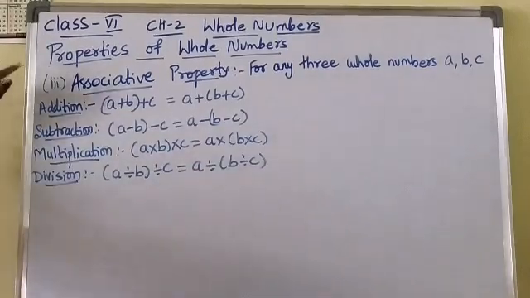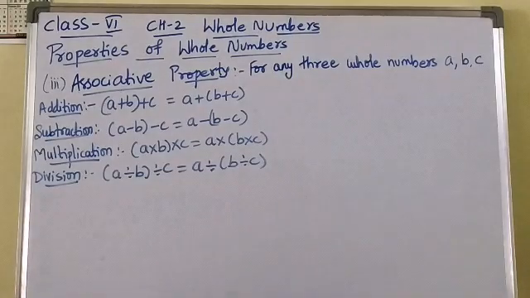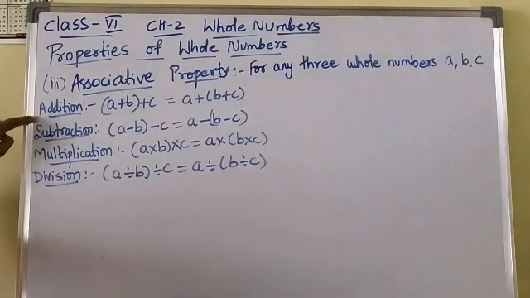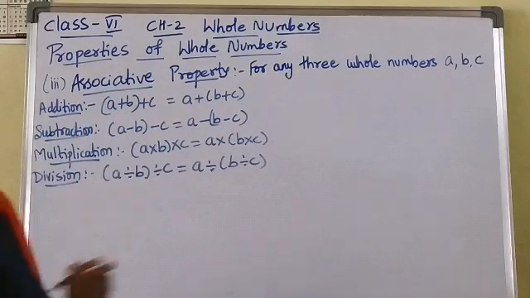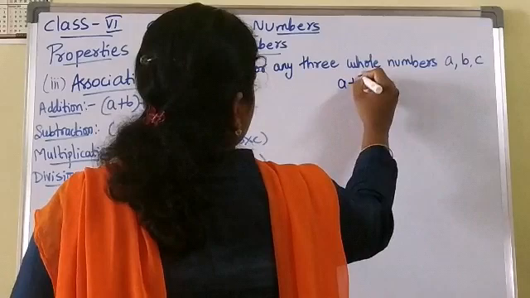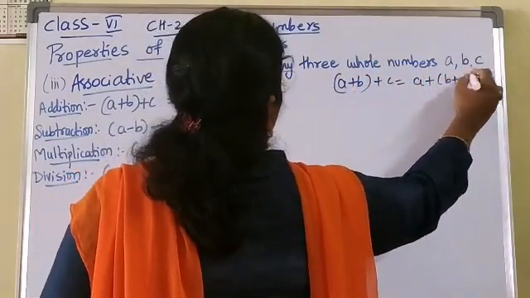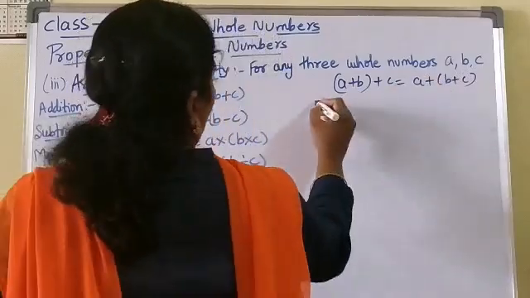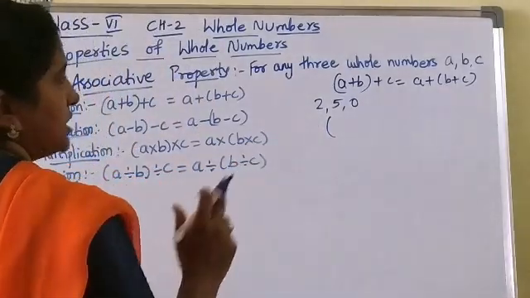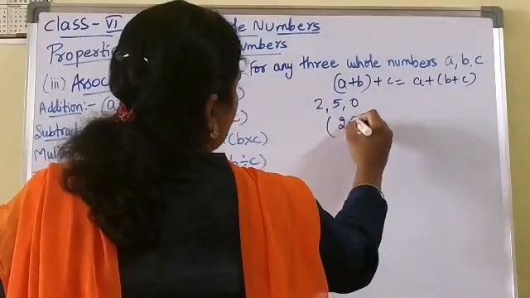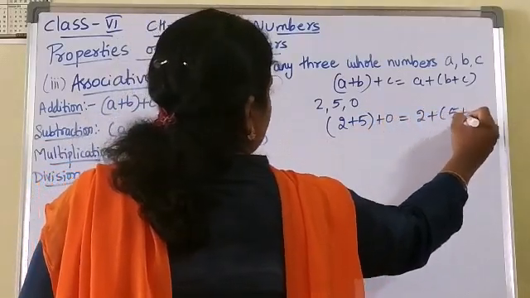Now coming to the associative property. For any 3 whole numbers A, B, C, the associative property consists of 3 numbers. For addition, (A plus B) plus C equals A plus (B plus C). Now we will take examples. Take any 3 whole numbers: 2, 5, 0. Here A is 2, B is 5, C is 0. So (2 plus 5) plus 0 equals 2 plus (5 plus 0).